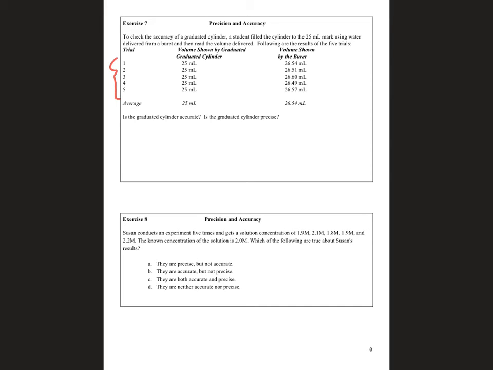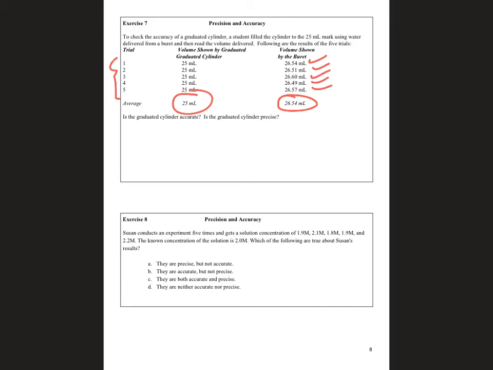So they fill it up to 25 milliliters, but then they actually read over here the readings on the burette when they fill it up to the 25. So you see those measurements are different. For each one, they get maybe 26.54, 26.51, but on the graduated cylinder, it's reading 25 milliliters. So the average in the graduated cylinders, obviously, is 25. When they average these trials over here, it's 26.54.